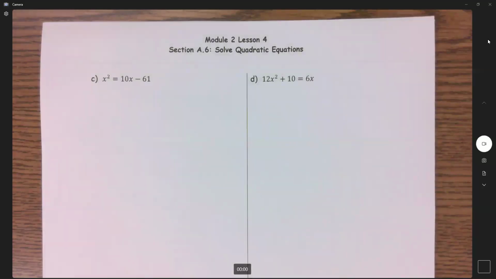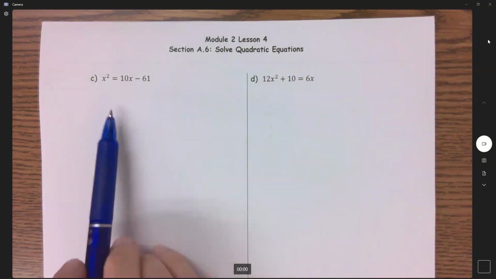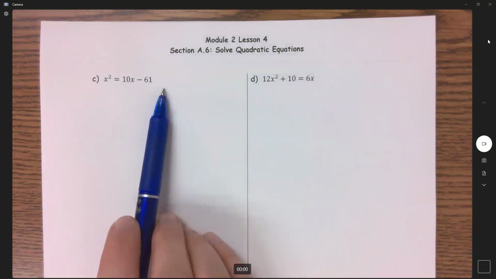Welcome back. We're going to continue on with the quadratic formula. So here is part C and D. And just like with factoring, the first thing we need to do is put this into standard form.